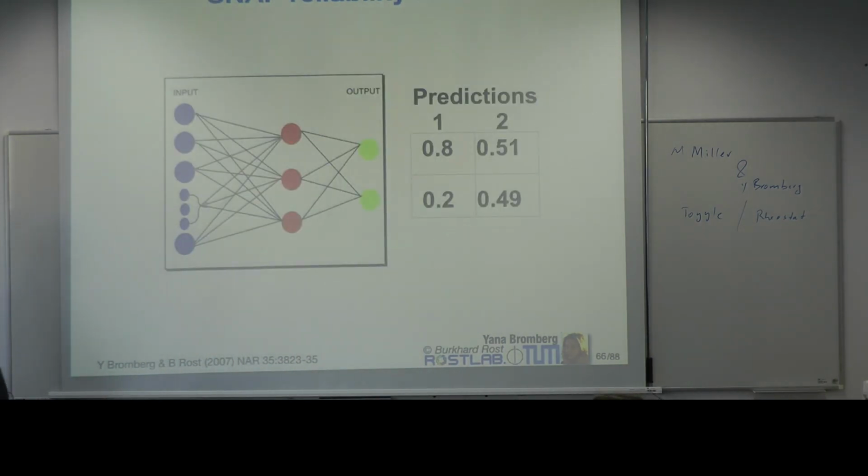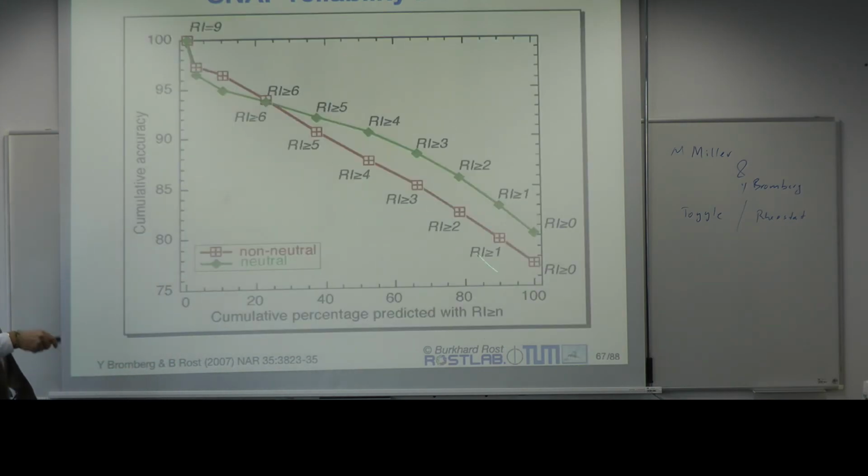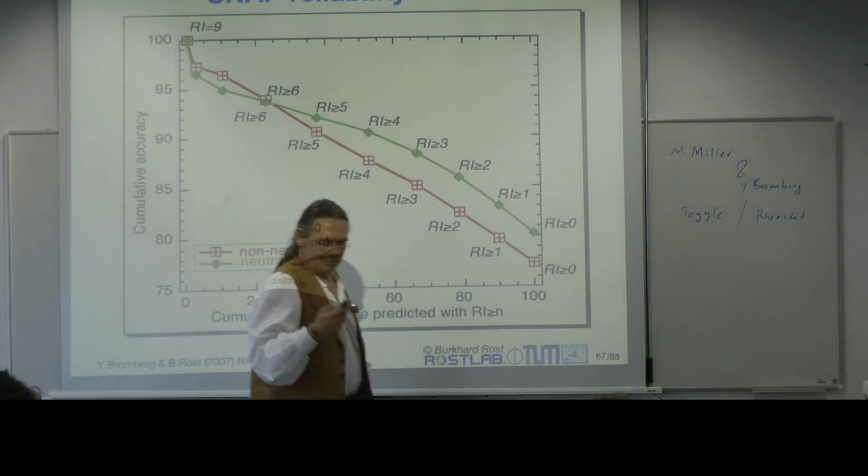You have a difference, so both of these are predicted as effect. This one is stronger than that one, and this strength is used to predict the reliability index. You see that the higher the reliability index, the higher the cumulative performance. So that is important.